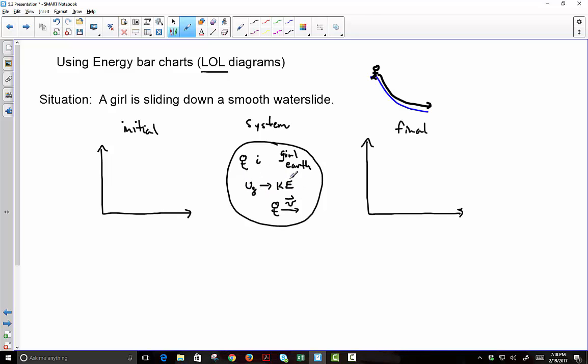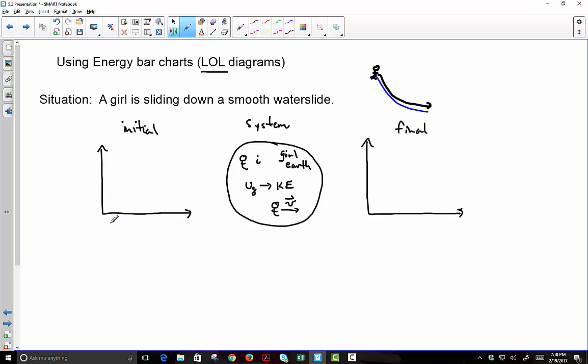If you just want to do this type, that's fine as well. But this helps us see what's going to happen between here and here. So we have all of our gravitational potential being transformed into kinetic energy with no losses. There's nothing external, no external forces. So this is an isolated system.